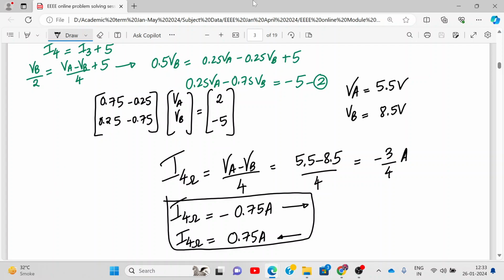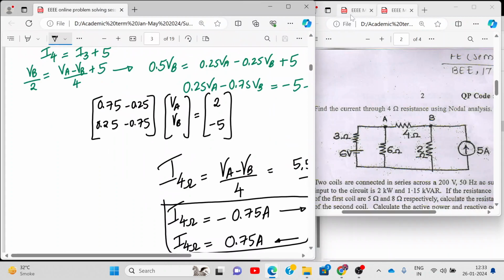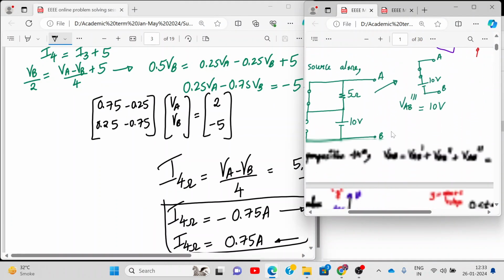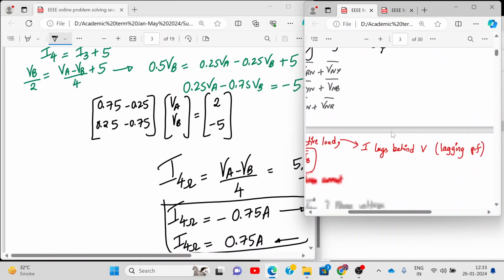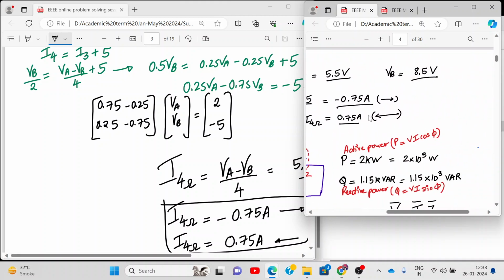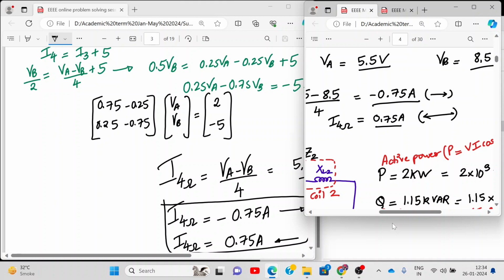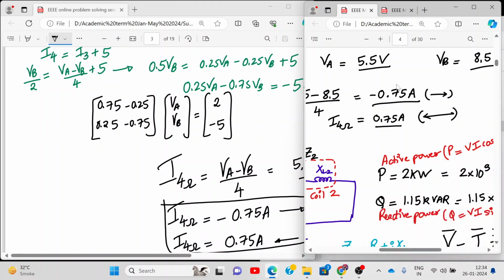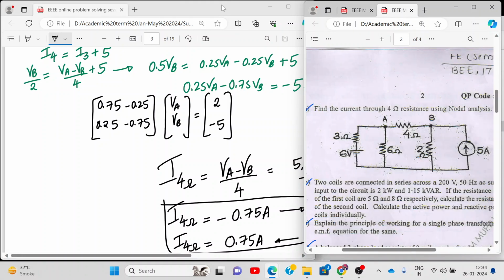Hello? Yes, sir. Let me cross check the value which we have earlier solved. Just a minute. Yes, same. Earlier I have solved this, so the numerical value was around 0.75. It's correct. We are in the right direction.